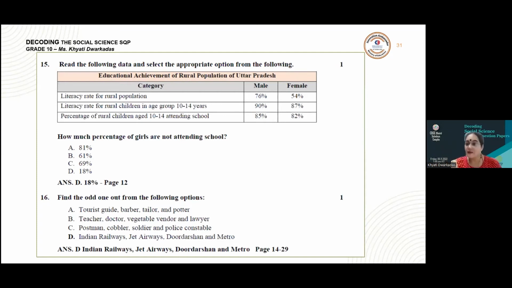Also look at the next question, 16. Find the odd one out from the following options. And if you go to see, this is also a very, very direct question based on the understanding levels of the students.